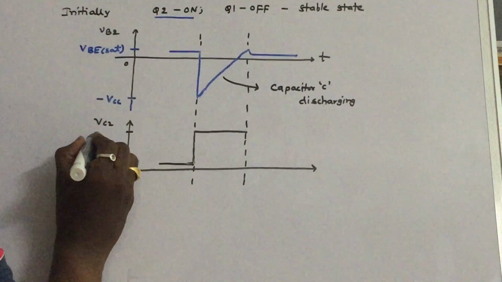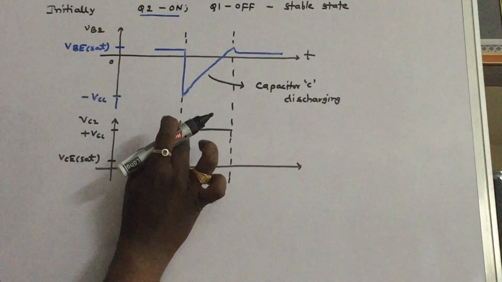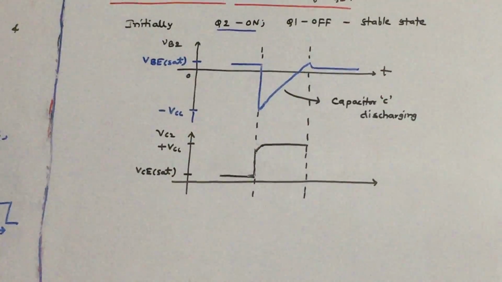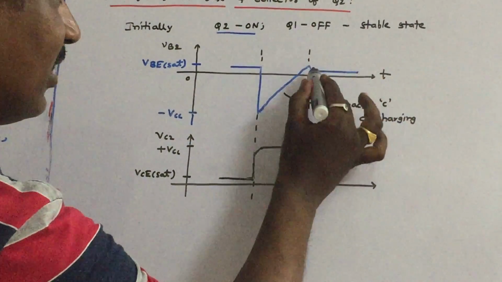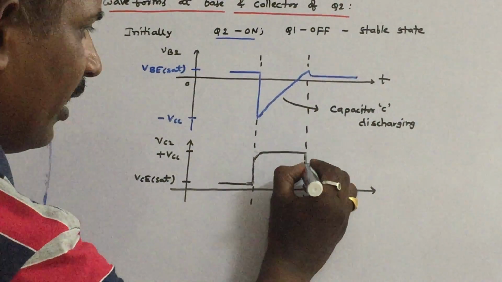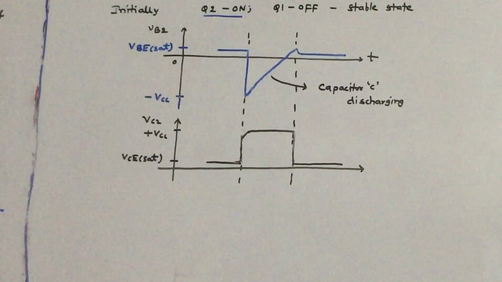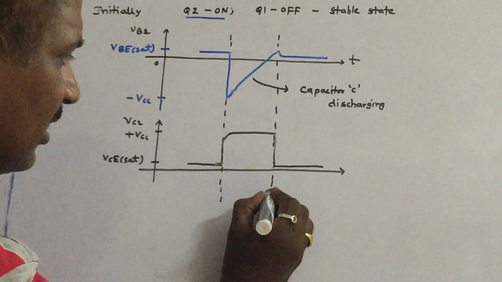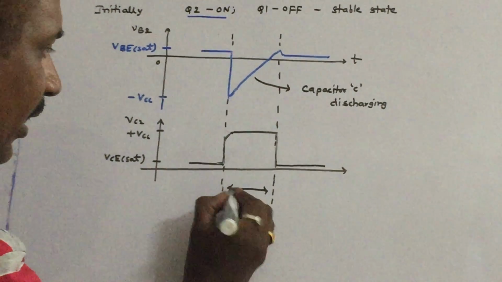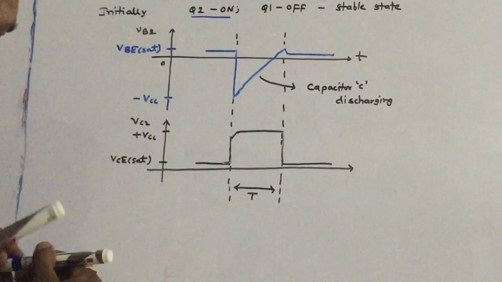It will become plus Vcc. So you have to draw this smooth curve here. And once again, the transistor Q2 is turned on, therefore its collector voltage becomes VCE saturation. So you have to clearly mention this. You can see that this is the pulse generated of duration T at the collector of Q2.